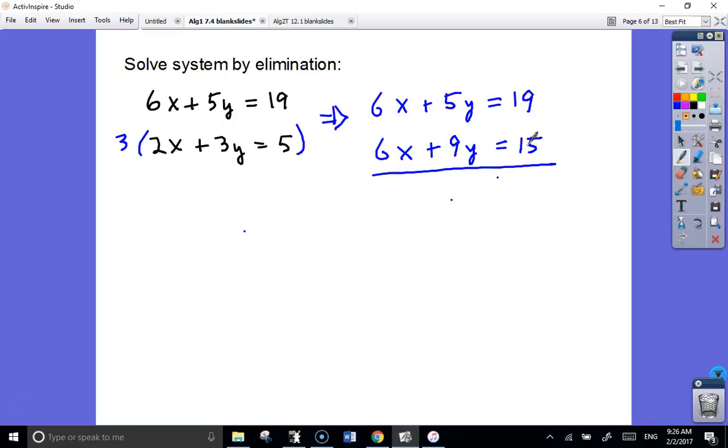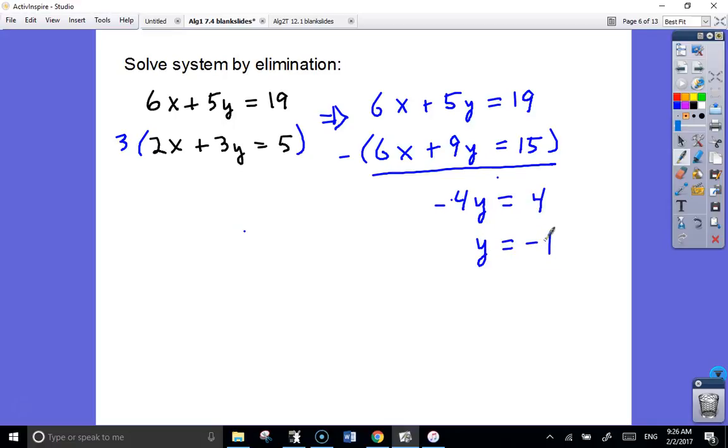Okay, now what am I going to do to cancel the variables there? Add or subtract? So subtract 6x. Subtract the whole equation. So 6x minus 6x cancel. 5y minus 9y, negative 4y. 19 minus 15, 4. So y equals negative 1.